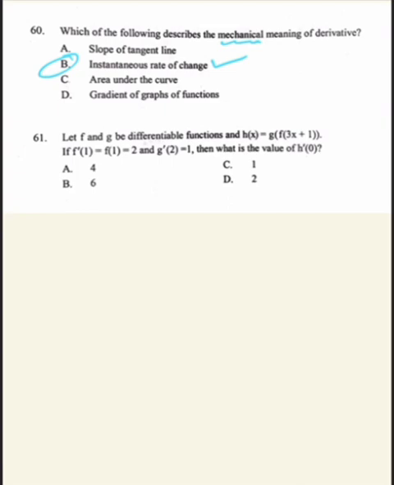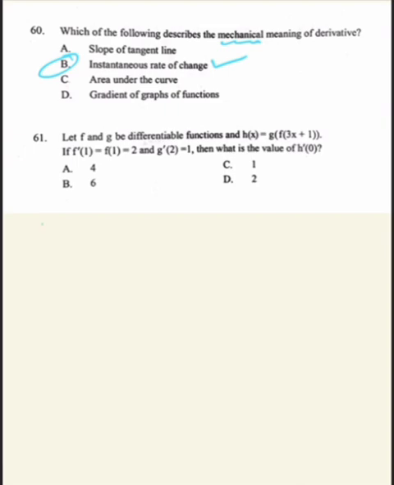Gradientን ብትወስዱ geometric meaning ነው. slope ብትወስዱ geometric meaning ነው. Area under the curve እሱ ሲጀመር meaning of derivative አይደለም፣ integration ስለሆነ. So የ60ኛው ጥያቄ b ይሆናል። 61ኛው ጋር እንሄዳለን.